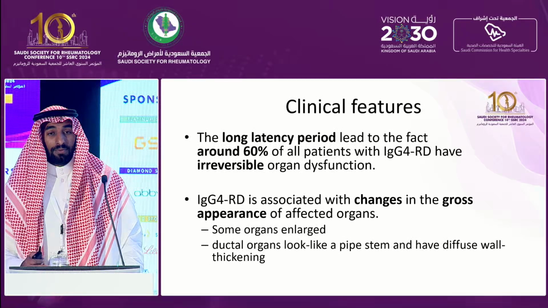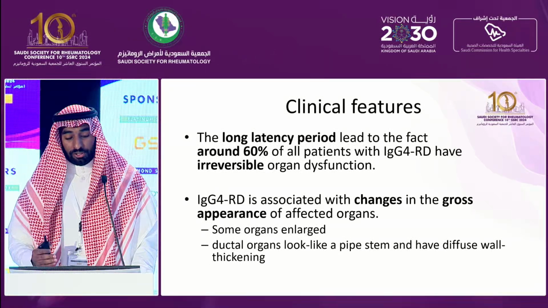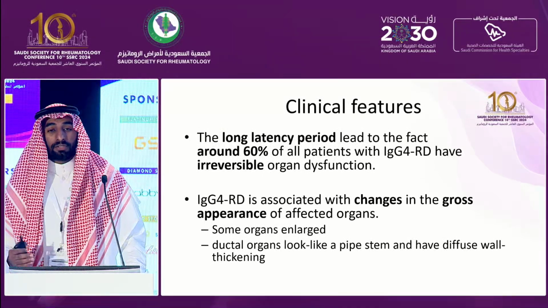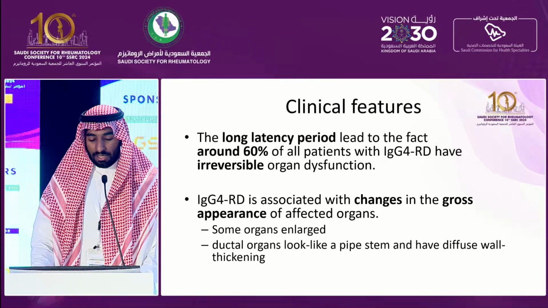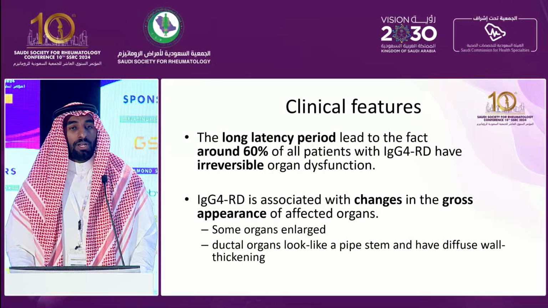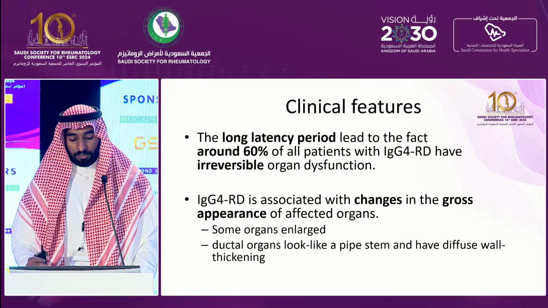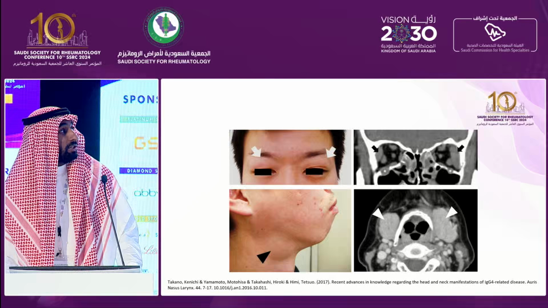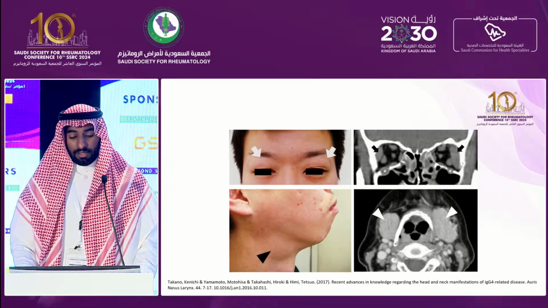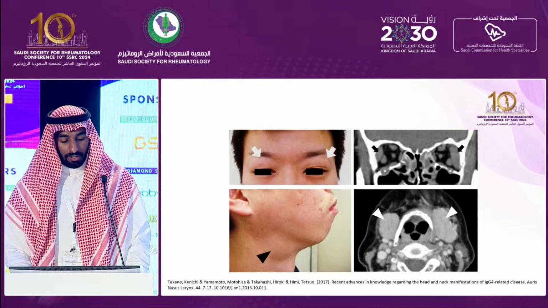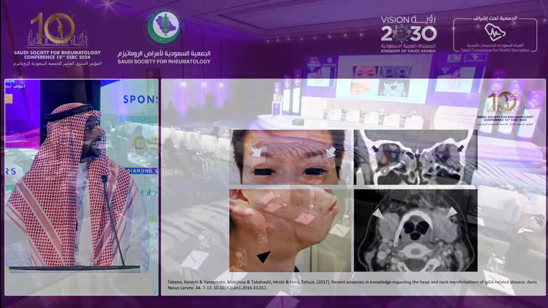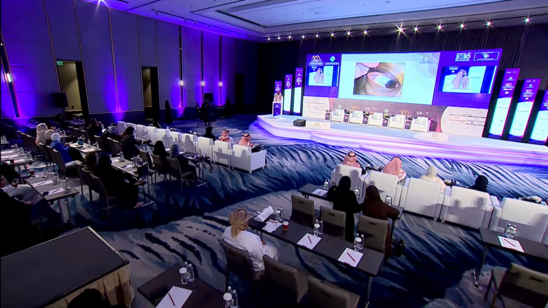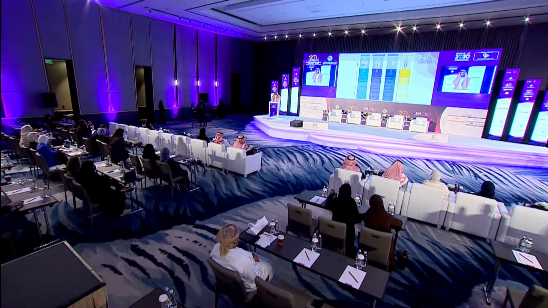Usually, we have some gross changes in the organs involved. Either some organs will be enlarged, and some of the ductal organs will have a pipe stem or diffuse wall thickening. In this picture, we can see that there is an enlargement in the lacrimal glands as well as the salivary glands. Also here, we can see the lacrimal gland involvement.